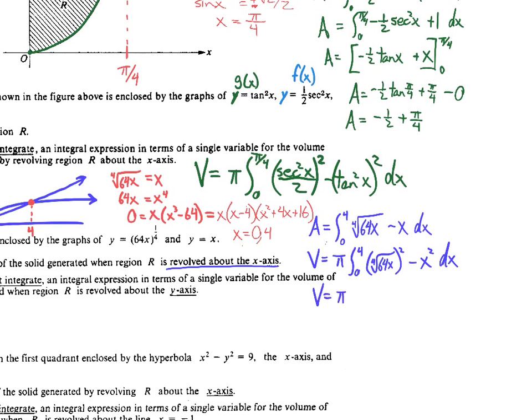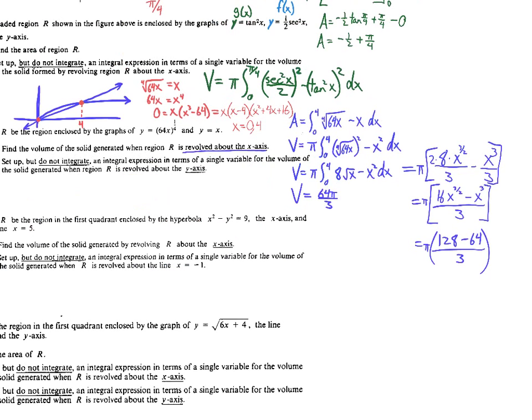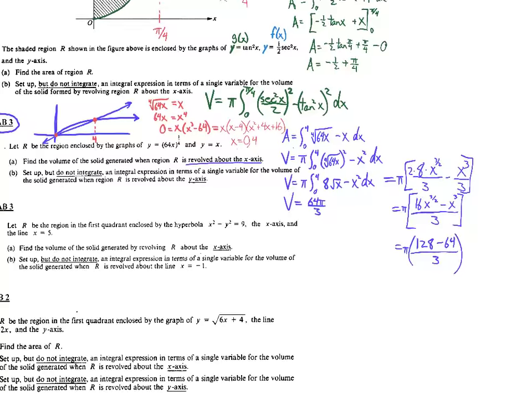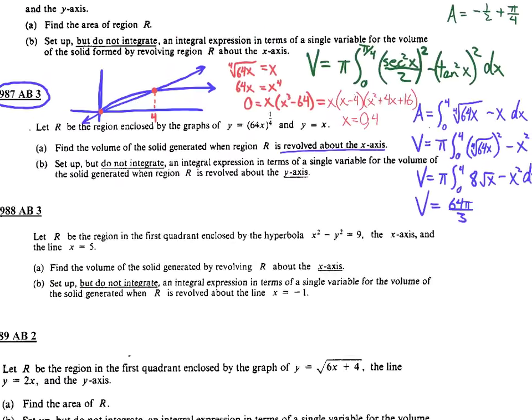V equals pi times the integral from 0 to 4. That's going to make that 4th root into a square root when I square it. So the square root of 64 is 8. So it's 8 radical x minus x squared dx. So what'd you get for that? 64 pi over 3? Okay, so that's the work on the right for the integral, if you want to take a look at that. But we got 64 pi over 3.